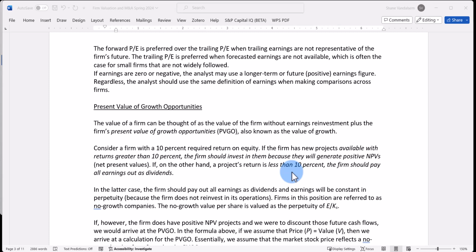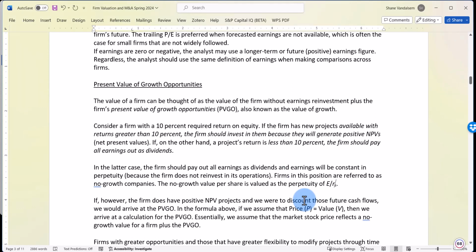Firms in this position are referred to as no-growth companies. The no-growth value per share is valued as a perpetuity of E, earnings per share, divided by r_s. With a no-growth firm, the firm is maintaining its ability to produce goods and services. It doesn't mean they've stopped investing entirely in their assets. Let's say you've got a company that has a store. A no-growth situation would be that the company just maintains that store.